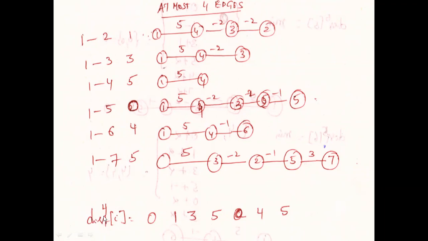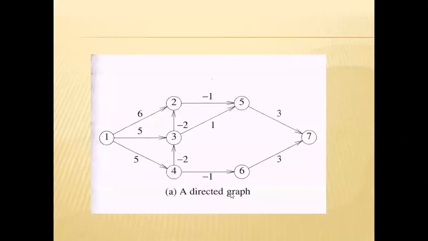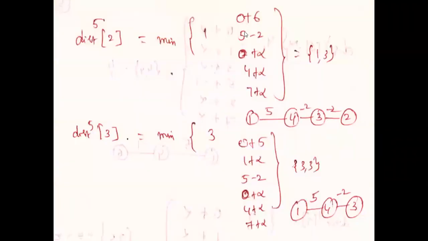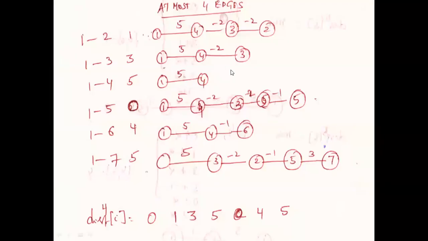So we are calculating distance power 5 by using distance power 4. Same, we are calculating 0. It is 0, 1, 3, 0, 4, 5. So we are calculating 0, 5.